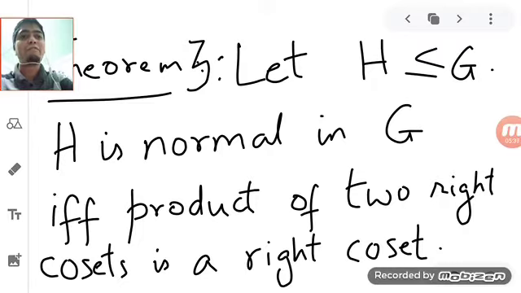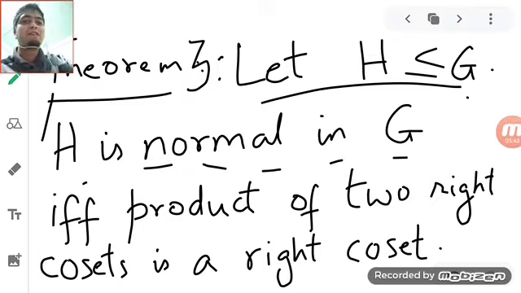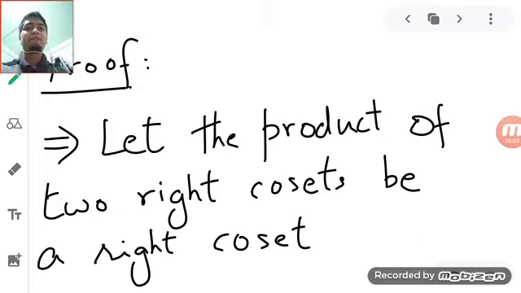We have done theorem 1 and theorem 2 for normal subgroups. This is theorem 3. The theorem states: let H be a subgroup of G. H is normal in G if and only if the product of two right cosets is a right coset. Again, we have this phrase "if and only if", so the proof will contain two parts: the direct way and the converse. All right, so the direct way first.